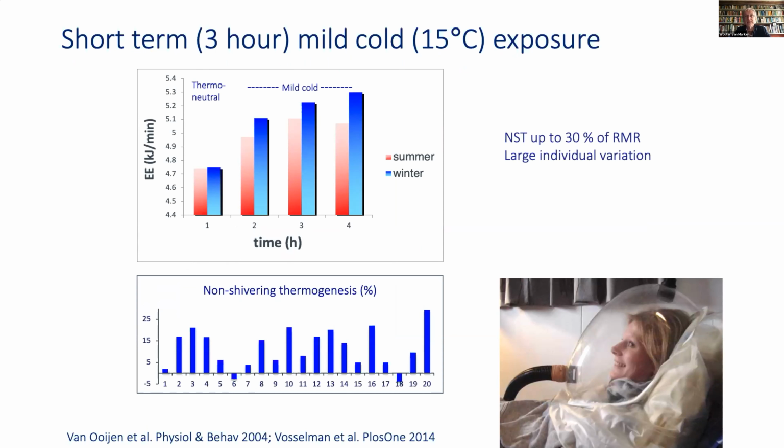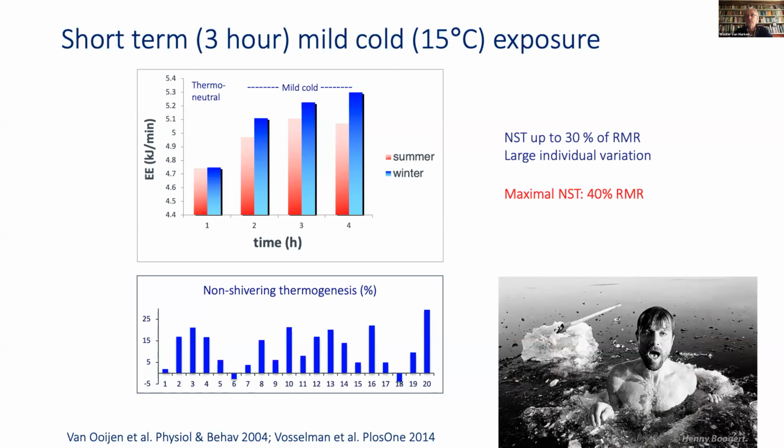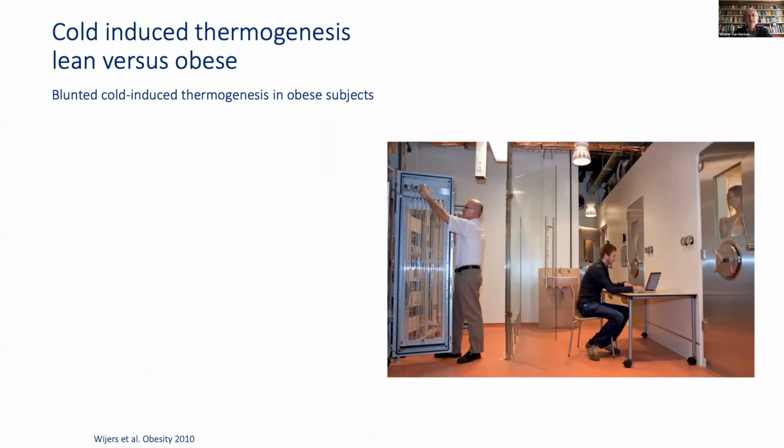On the lower graph, you see there's quite a lot of individual variation, some up to 30% and some really close to 0. So there is a huge individual variation in this thermogenesis. And there was one, the Iceman, I'll come to in one or two slides later in my talk, who even went to 40% of resting metabolic rate without actually shivering. So it can be significant, that's clear. But the individual variations, we have got interested in that, and also in group differences.